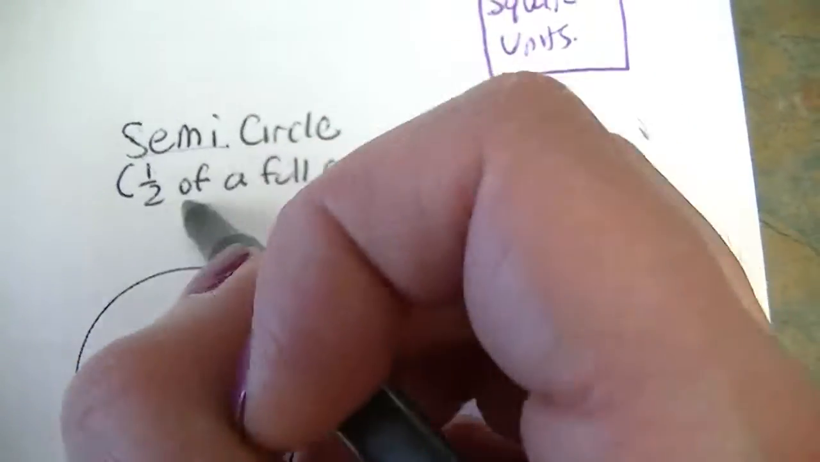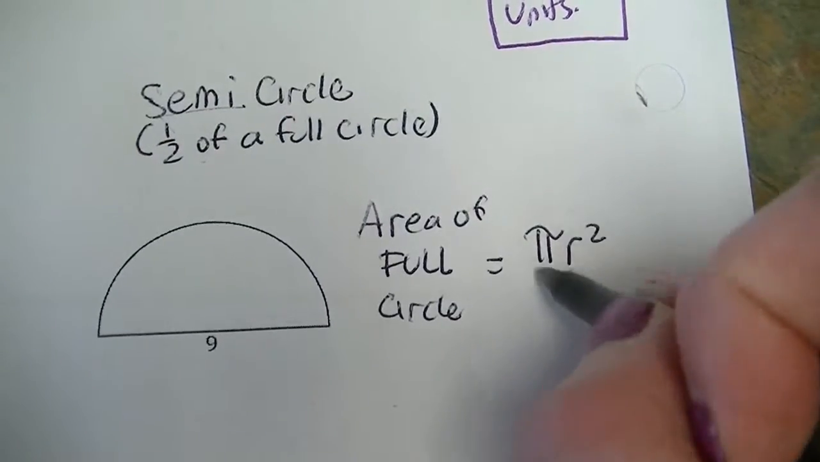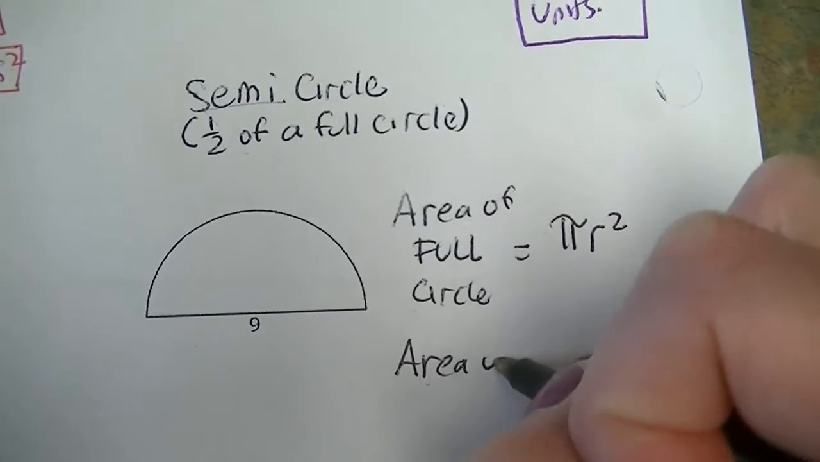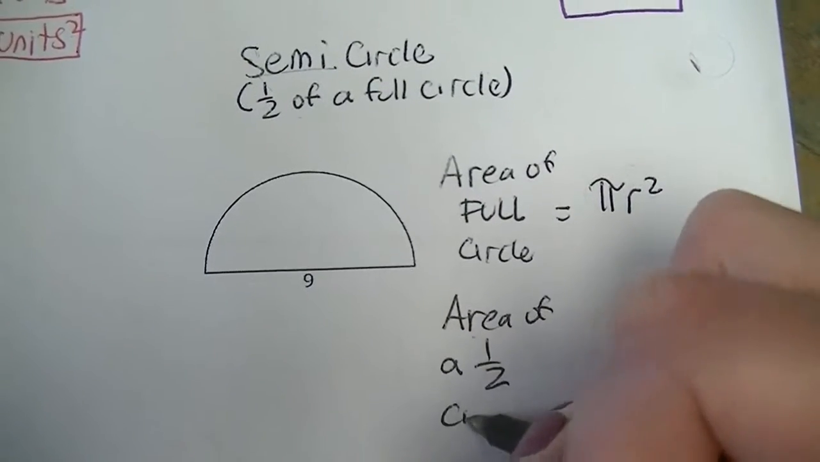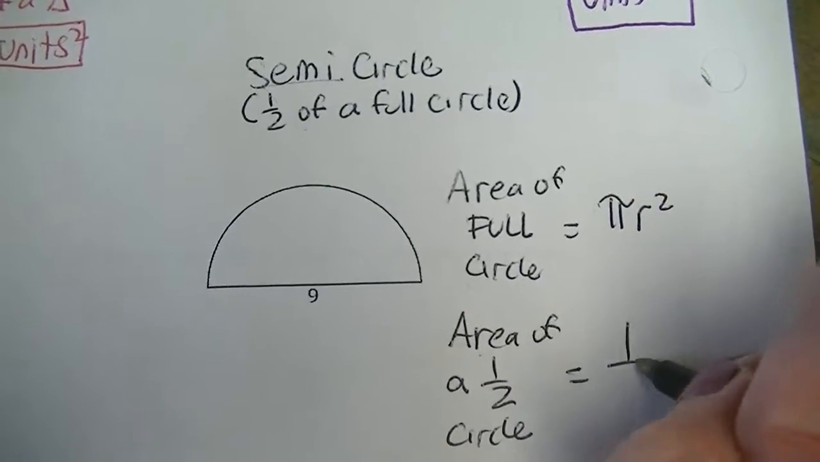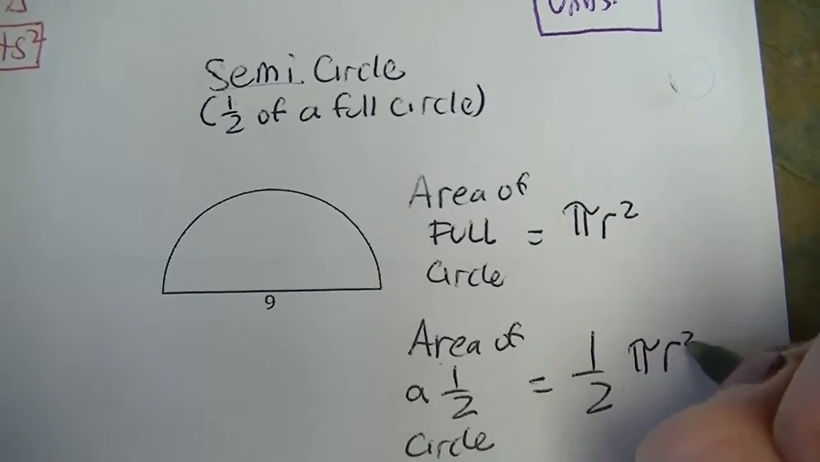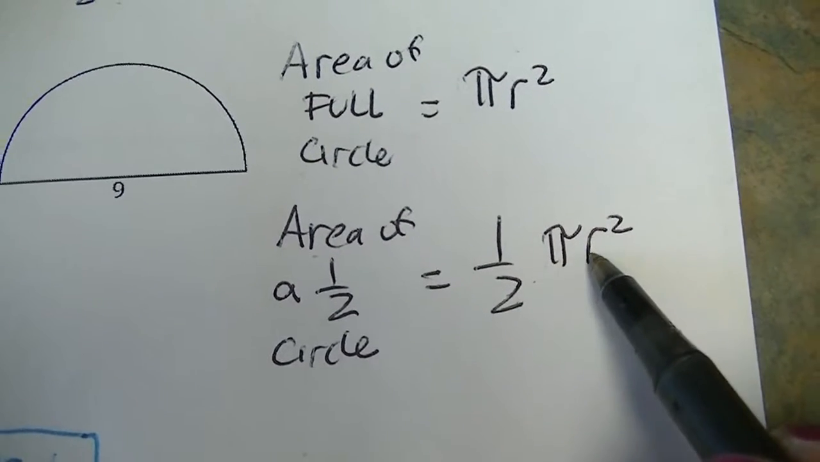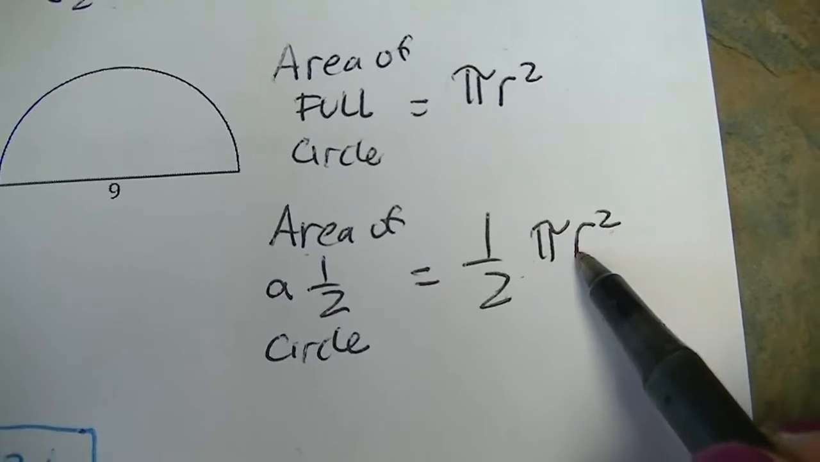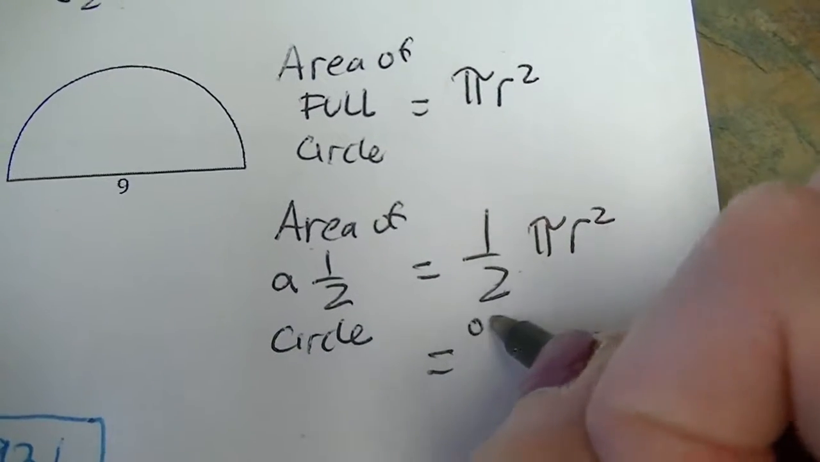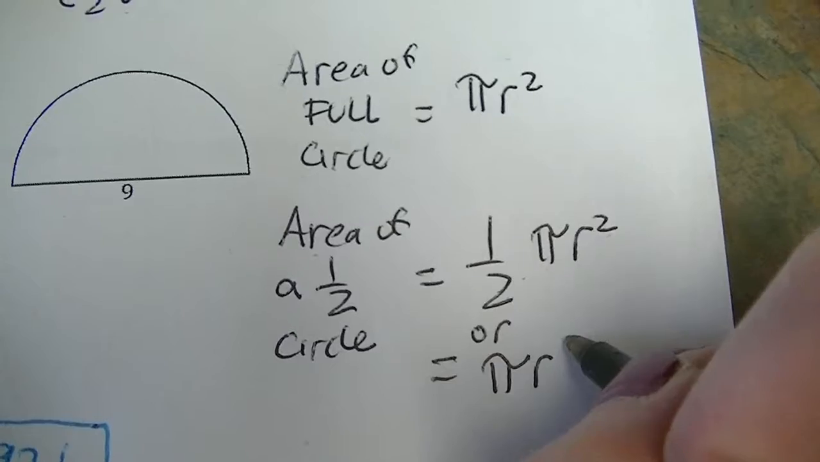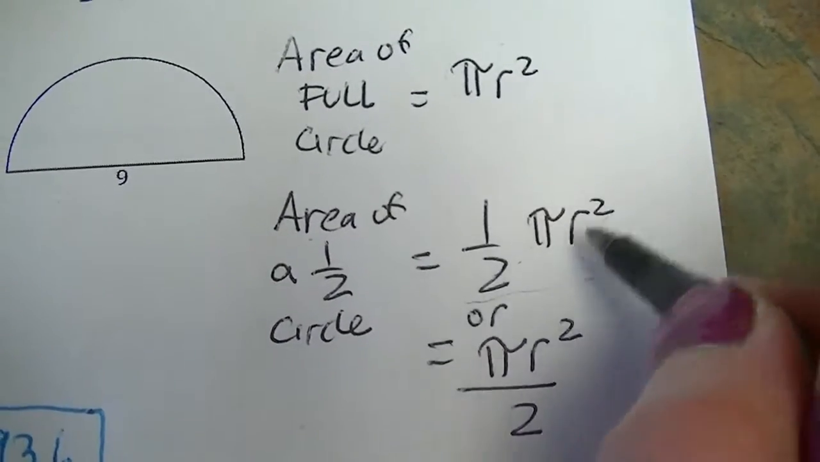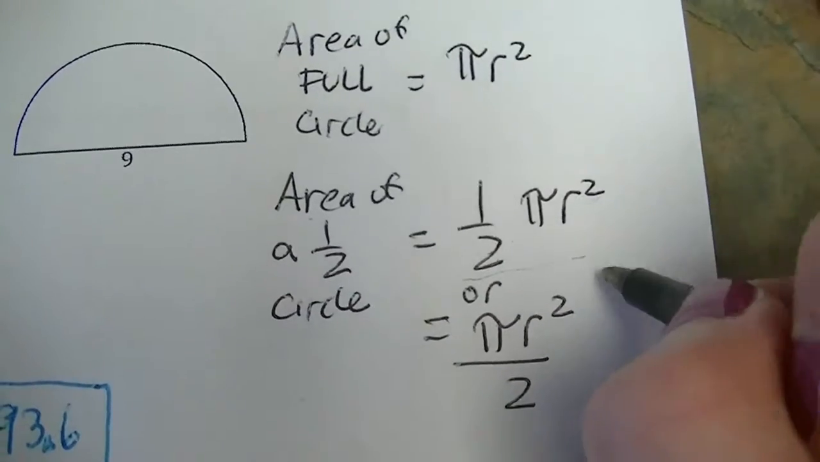But since it's a semicircle, which is half of a full circle, we gotta take this full circle and divide it by 2. That's a step that many people seem to forget to do. Half circle, 1/2 pi radius squared. Now, you can go 1/2 or 0.5 times pi times the radius squared, or you can go pi times radius squared divided by 2. These are the same thing right here. 1/2 pi r squared or pi r squared divided by 2. Same, okay?